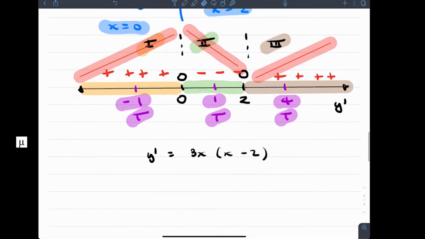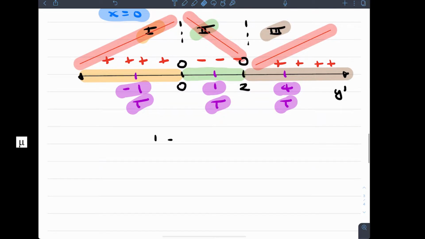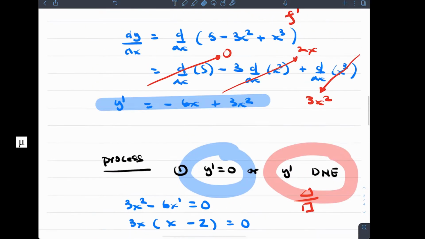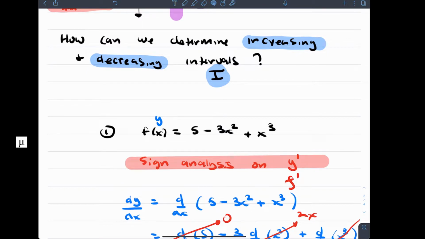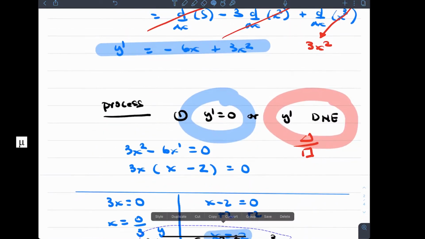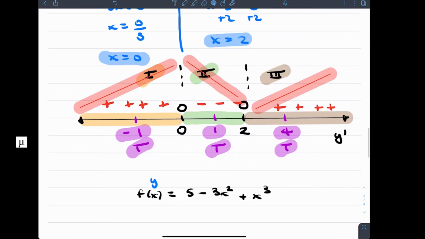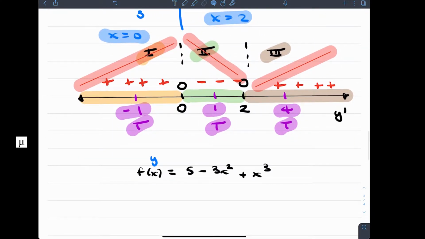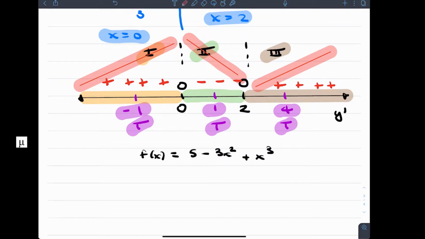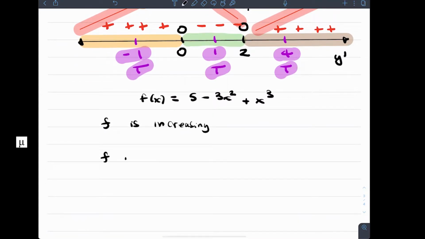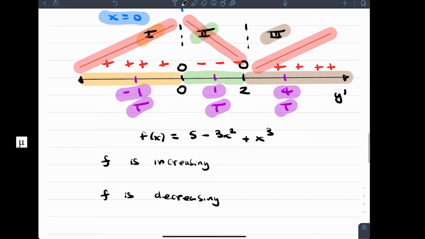I'm going to erase this. Okay, remember, what's our function? This is the function. Okay, so what's our conclusion? You guys want to see the conclusion? Here's the conclusion here. How do we describe this answer? Your function is increasing on what interval? F is decreasing on what interval?